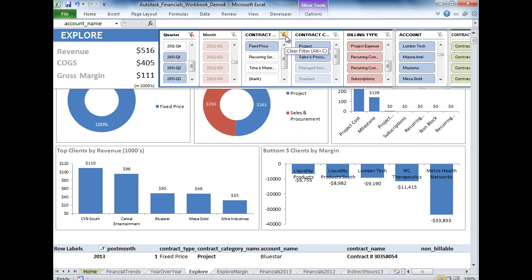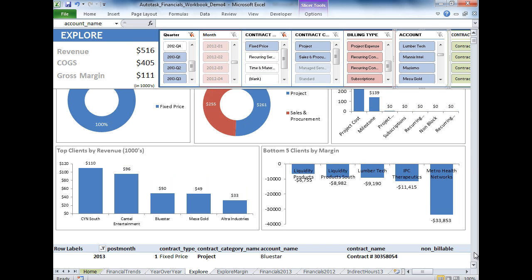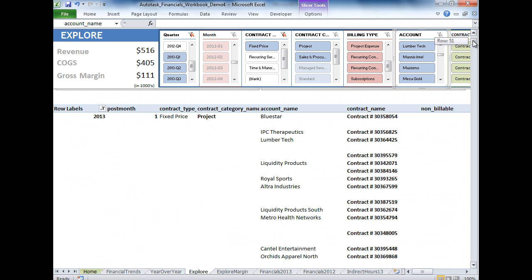Fixed price contracts lost them. So you get a feel for how you can drill into specific contract types, specific time periods, billing item types, or drill into the specific account or contract. And for whatever information I choose up here, in terms of like a fixed price contract, I would see the individual contracts and accounts down below on a per month basis.